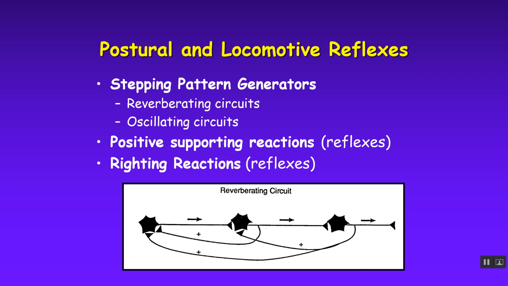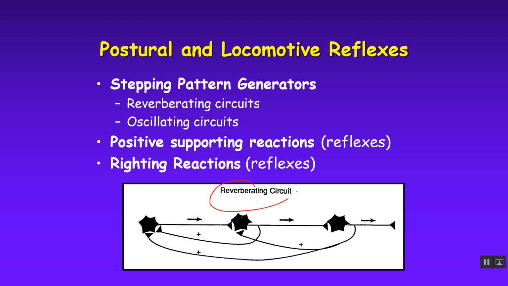Stepping pattern generators use what we call reverberating and oscillating circuits. Reverberating circuits are circuits where once you get them started, they tend to keep going until you tell them to shut off, okay? And then oscillating circuits are when you oscillate from flexion to extension, or from one side of the spinal cord to the other. So they tend to stay going once you kick them on, and then they also tend to create flexion extension reciprocally, or left and right stepping reciprocally. That's the oscillating nature of these circuits too.